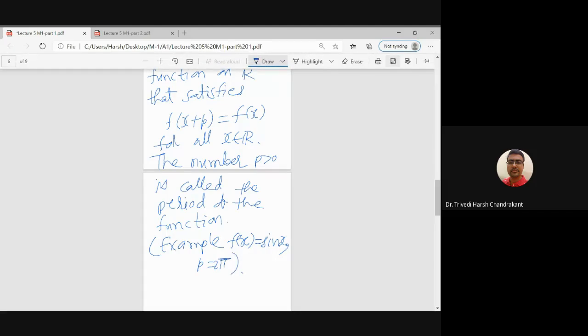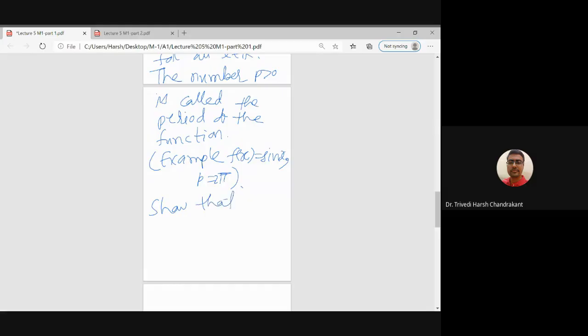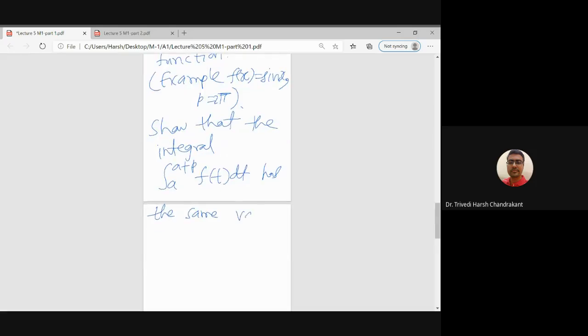So what we want to prove here is that we want to show that the integral a to a plus p of f(t) dt has the same value for every real number a greater than 0.